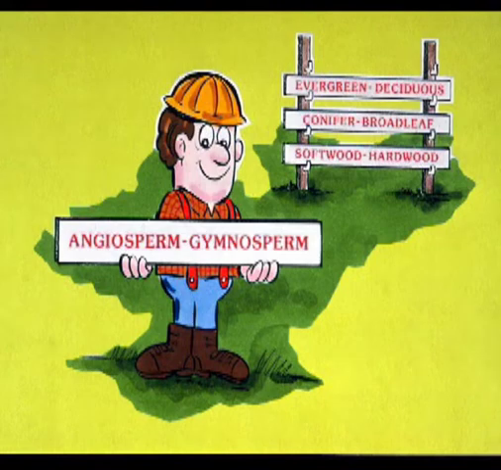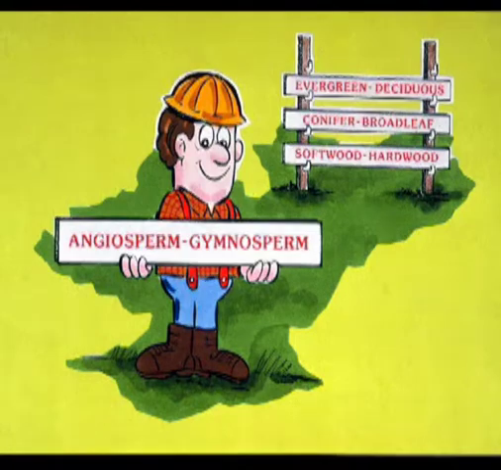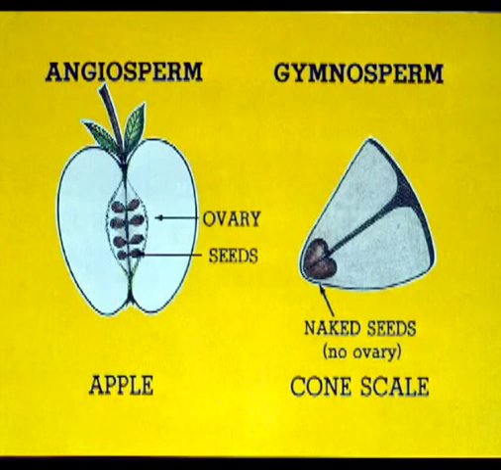Technically, the terms that should be used instead of evergreen/deciduous, conifer/broadleaf, and hardwood/softwood are angiosperm and gymnosperm. These are the terms used in most botanical keys. The basic difference between the two is that angiosperms have their seeds enclosed in ovaries, while gymnosperms have naked seeds, that is, seeds not enclosed in ovaries.